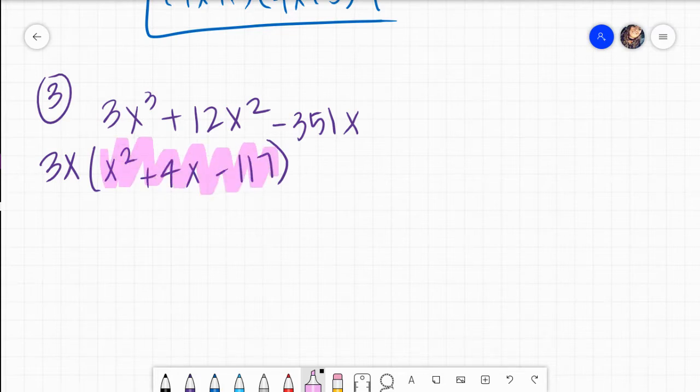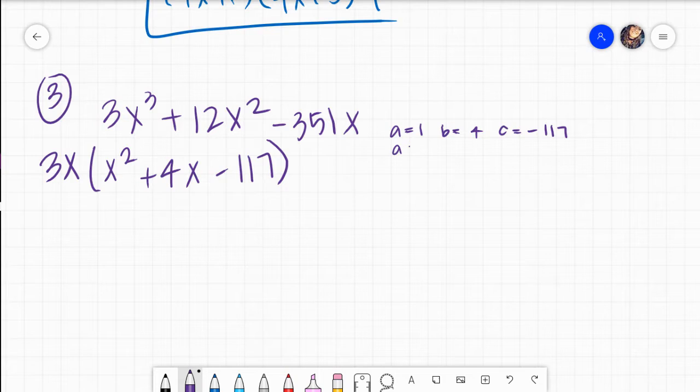That's what I can do the AC method on. The only thing is my final answer, I need to remember that I pulled out a GCF, so it will be a part of my final answer, okay? So let's go ahead and do the AC method on what's inside of the parentheses. My A equals 1, which is nice and pretty. My B equals 4. My C equals a negative 117. When I do A times C, that's 1 times a negative 117, which equals a negative 117.